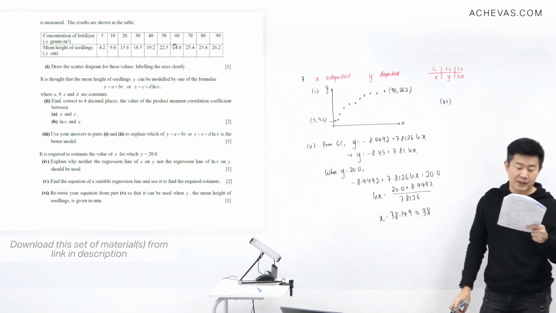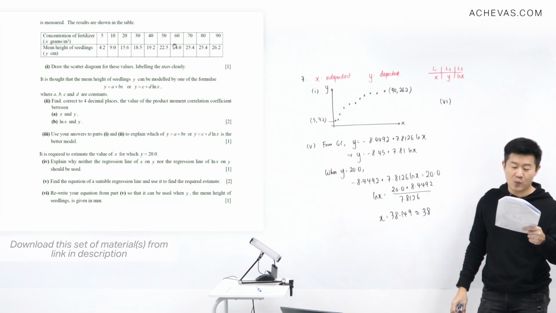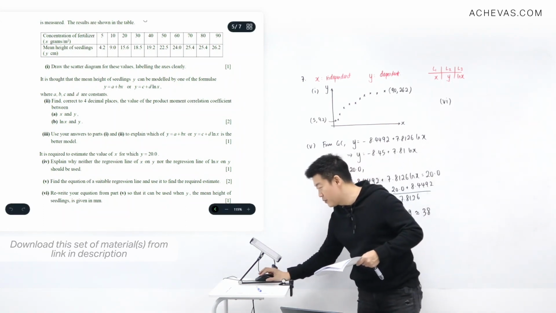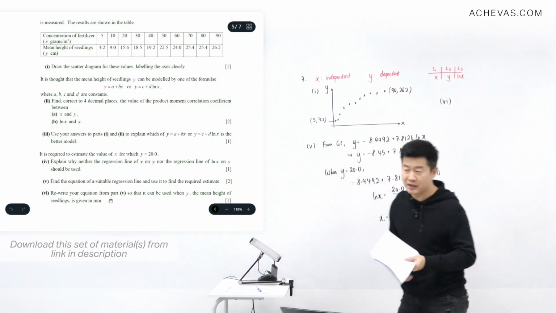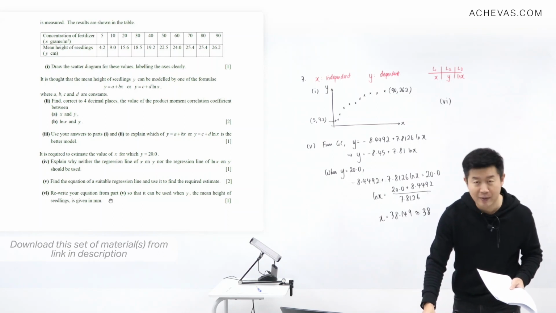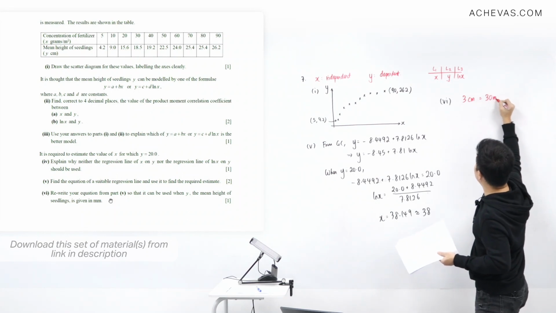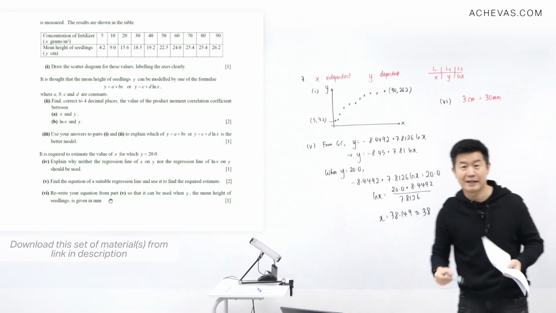Rewriting our equation in part 5, we are supposed to do that so that it can be used when y, which is the mean height of the seedling, is given in mm. Let's take a look again at the information. Y is given to us in cm, and now we want y to be given in mm. How do we convert cm to mm? For example, 3 cm is going to be equal to 30 mm.